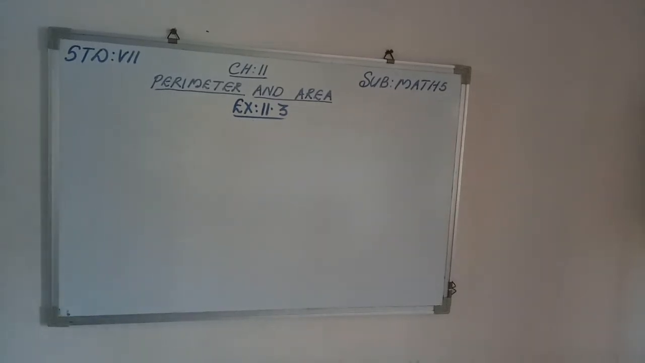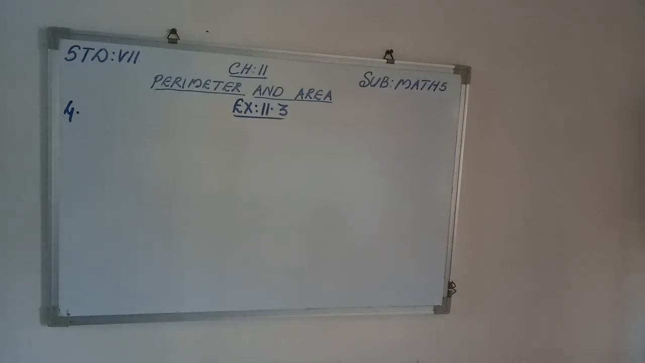Now question 4. A gardener wants to fence a circular garden of diameter 21 meter. So the diameter of the circular garden is given as 21 meter. Find the length of the rope he needs to purchase if he makes 2 rounds of fence. Also find the cost of the rope if it costs rupees 4 per meter. Pi you have to take as 22 upon 7.